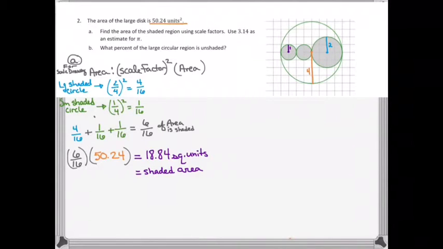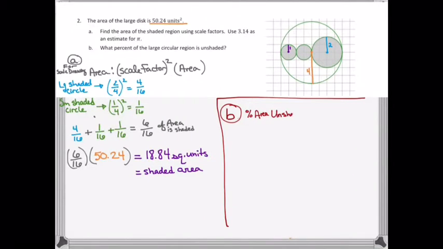Now, if we continue, we'll notice that it asks us to find what percent of the large circle region is unshaded. Well, we just found the shaded region, so if we take the total and subtract the shaded region, we will get the unshaded region, which is 31.4 square units. But they didn't ask us for the area, they asked for the percent.